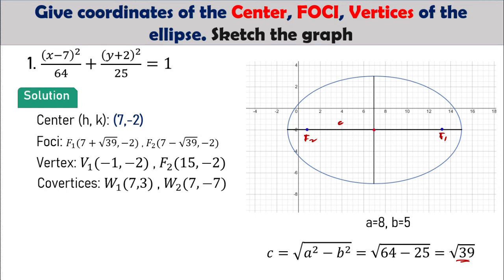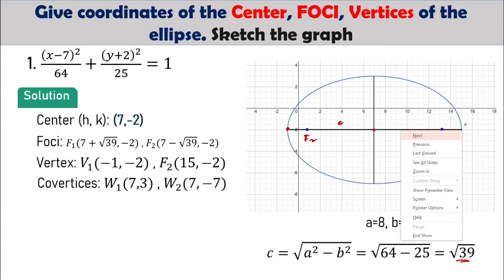Then, here is also the vertex. Where is the vertex? Okay, this is the vertex. Tama ba? So, negative 1, negative 2. Okay, tama. Then, here 15, negative 2. Okay, tama din.